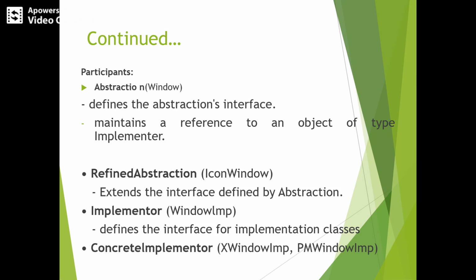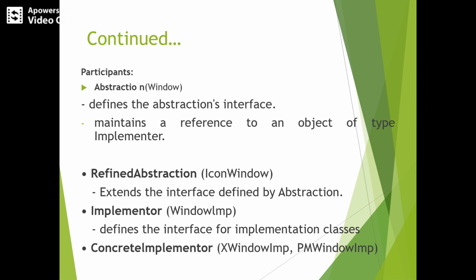Next participant is the refined abstraction, here the icon window. What it does is extend the interface defined by the abstraction. That's very simple. The main abstraction class is the window, and it is extended by the icon window, whichever one we may have taken.